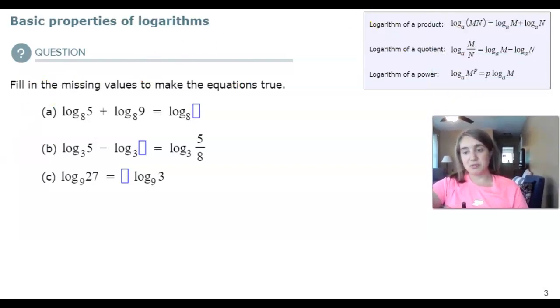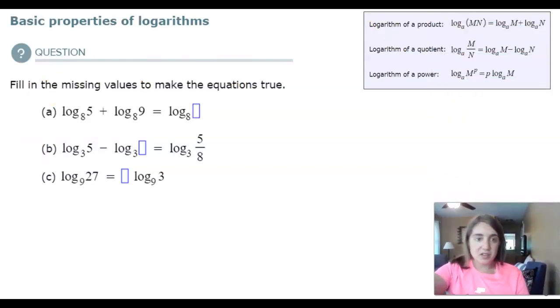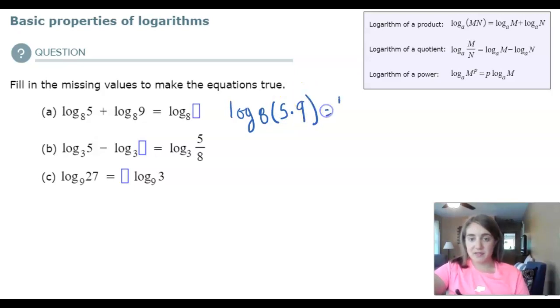So using those properties, we're going to see I'm adding two logs. So this is the same as log base 8. Adding is the same as multiplying. 5 times 9. This is the same as log base 8 of 45. So in there would be a 45.